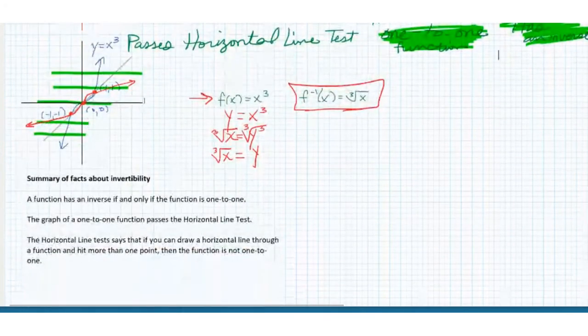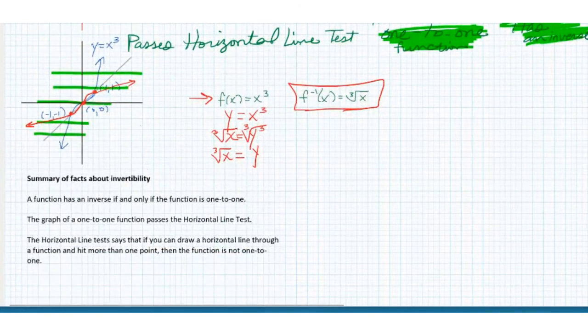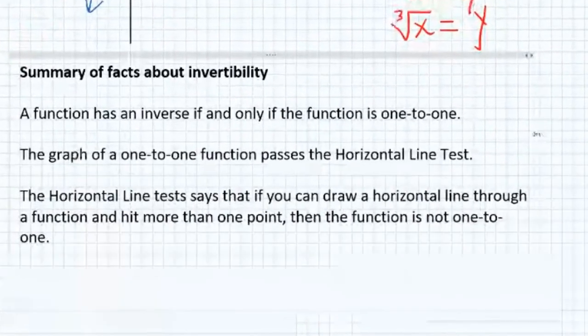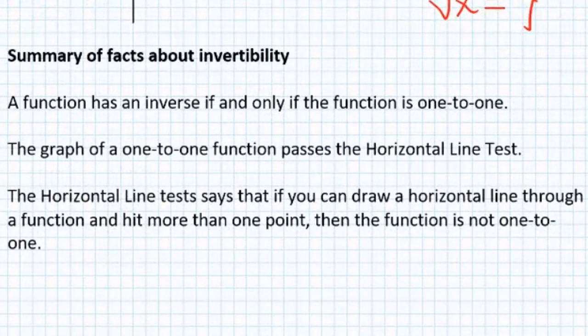So here's a summary of facts that you need to know about what I'm going to refer to as invertibility. We say that a function is invertible if it has an inverse. A function has an inverse if and only if the function is a one-to-one function. The graph of a one-to-one function always passes the horizontal line test. The horizontal line test says that if you can draw a horizontal line through a function and it hits more than one point, then the function is not one-to-one.